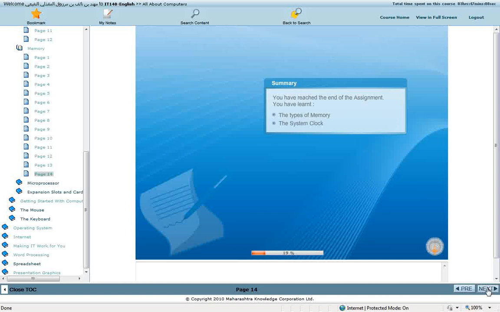Summary. You have reached the end of the assignment. You have learned about the types of memory, the system clock.